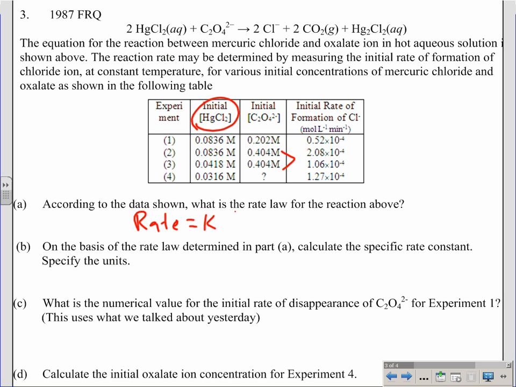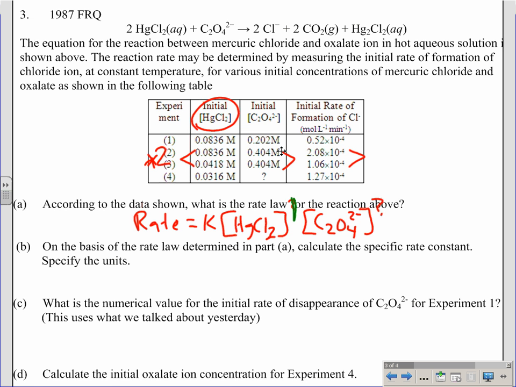So if I look right here to figure out what's happening with this one in the rate law expression, because remember, it's always going to be the concentration of one to some power times the concentration of the other to some power. C2O4 2 minus is constant in experiments 2 and 3, and this is doubling. So when that doubled, what happened to the rate? Well, it's pretty close to doubling as well. So doubling leads to doubling. That would be a first order relationship. So it's first order with respect to HgCl2.